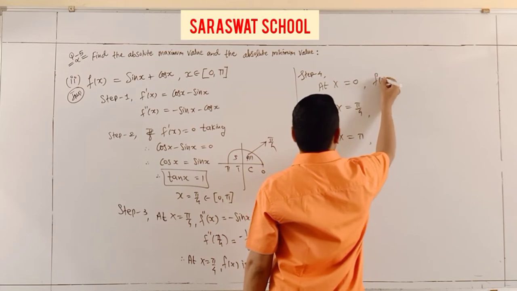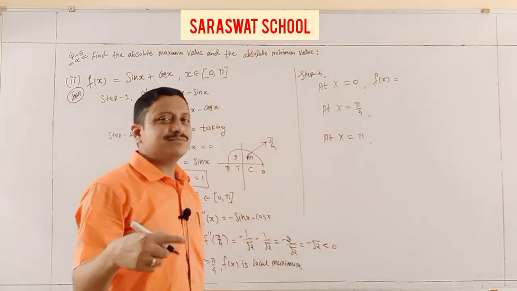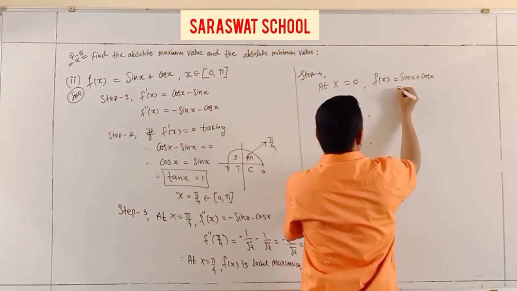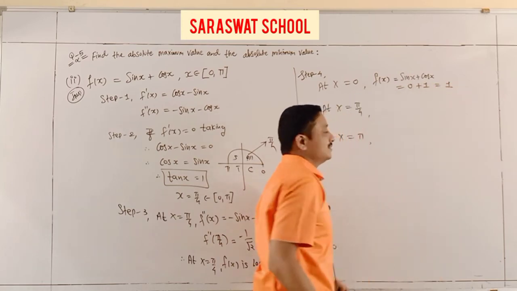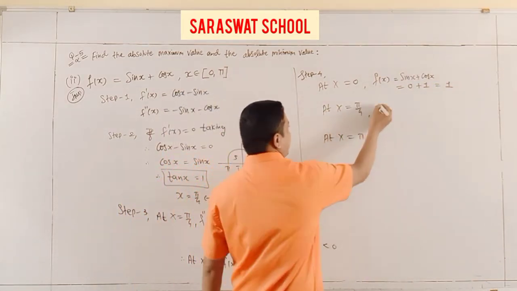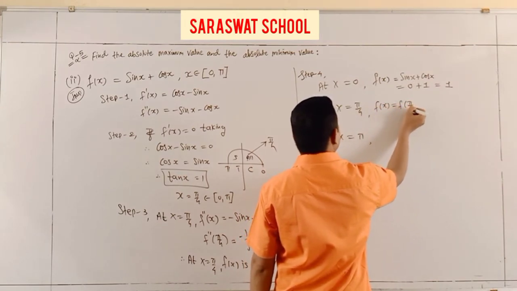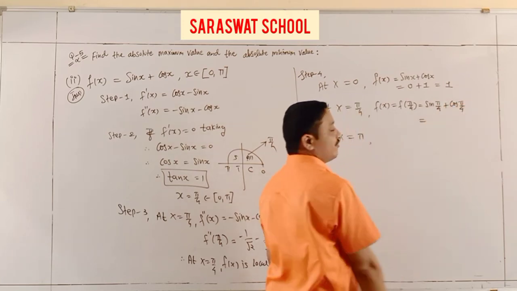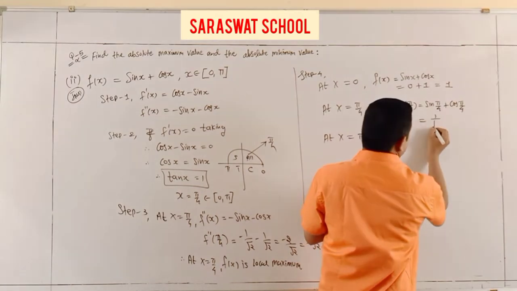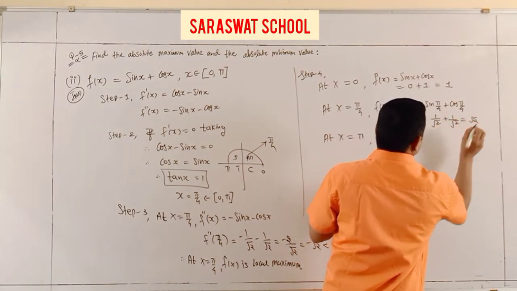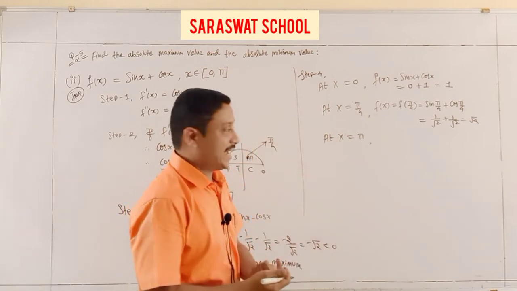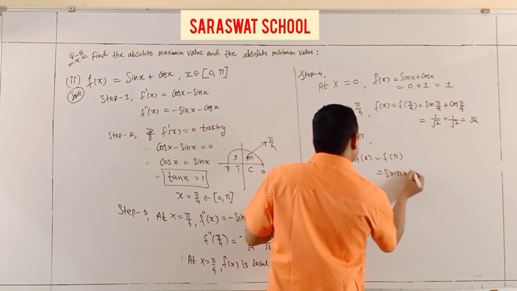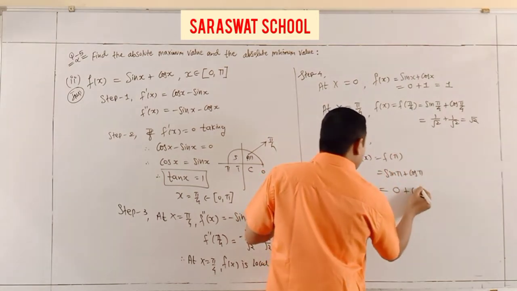These all have f(x), I know. Just take one by one. f(x) is sine plus cos. It means sine 0 is 0, cos 0 is 1. This is the first line. Now secondly, students, f of pi by 4 is sine pi by 4 plus cos pi by 4. Now sine 45 plus cos 45 is root 2. And third, at x is equal to pi, f of pi is sine pi plus cos pi. Sine pi is 0 but cos pi is minus 1.